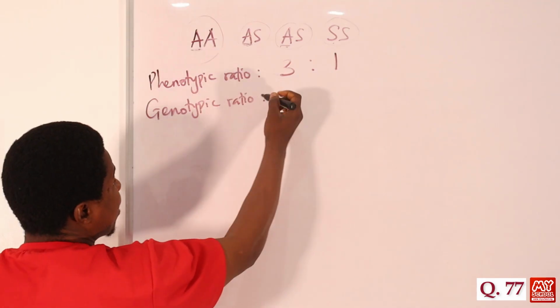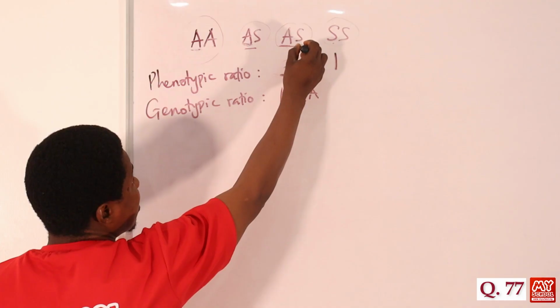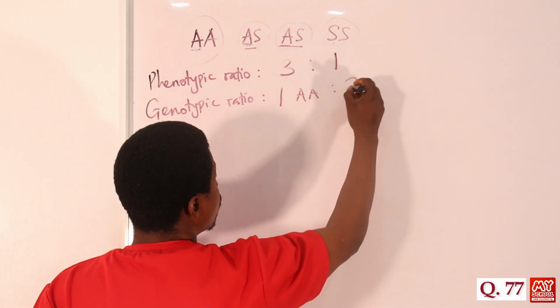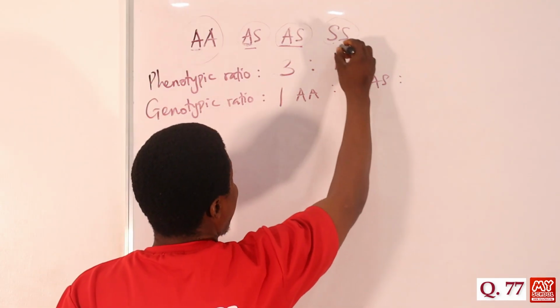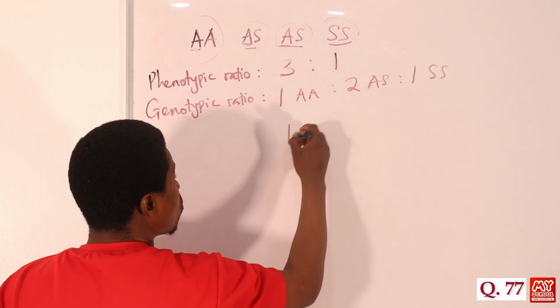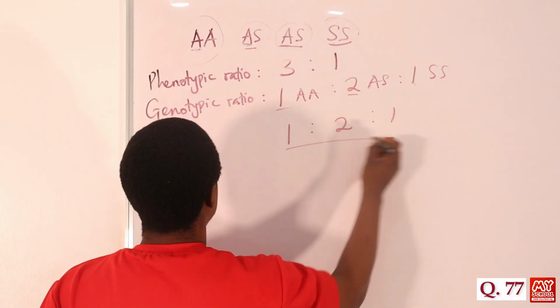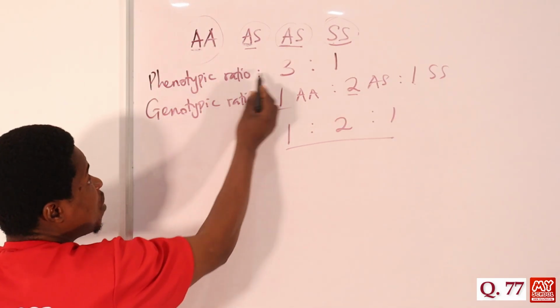We have just one of that. So that will be, we have one AA, then we have AS, 2 of them. So we have 2 AS. Then we have another homozygous S, that is 1 SS. So in other words, we are saying it is ratio 1:2:1. So we have this ratio for genotypic ratio, and then phenotypic ratio is 3:1.